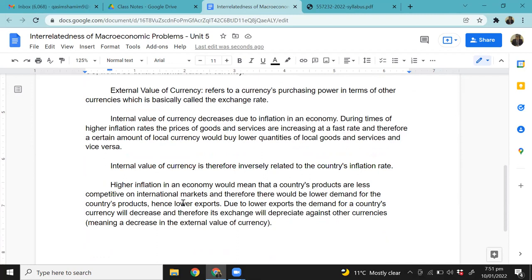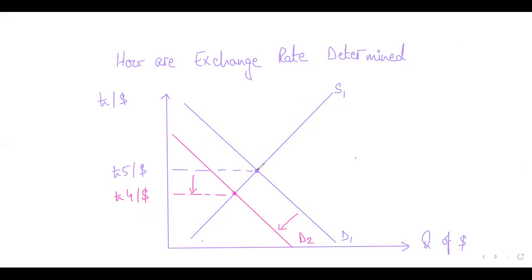Now, with higher inflation, since your products are becoming less competitive on world markets, and looking at the graph, we know that when the demand for your exports is less, the demand for your currency will shift to the left, and with that happening, your exchange rate value will depreciate. So therefore it means what? The lower the internal value of currency, the lower would be your external value of currency, right? So the two things are going hand in hand.